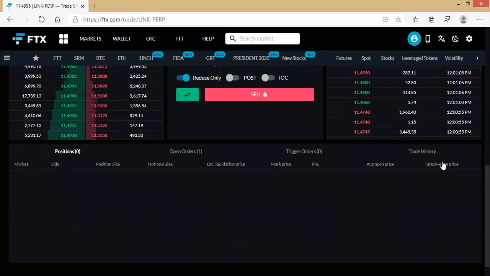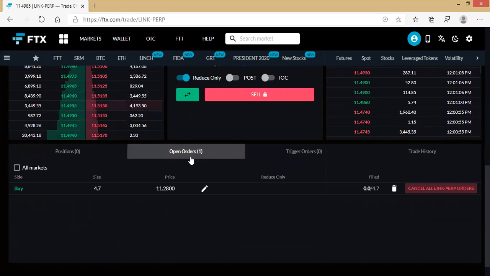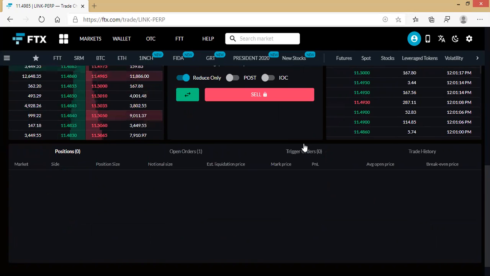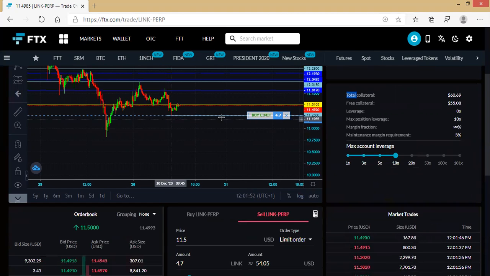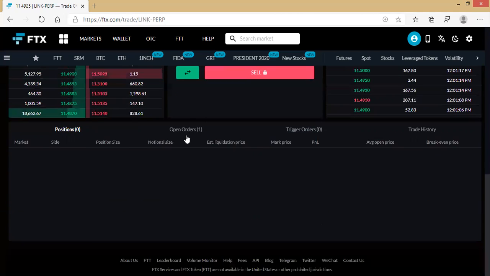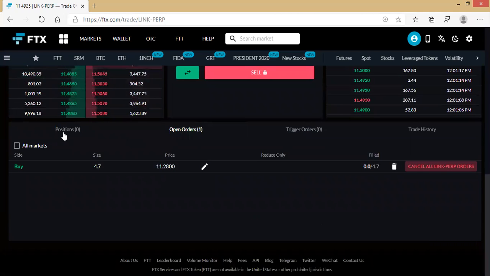Then we also have, which open order is this? Okay, this is the open order I have already. Now at this point, let's go to this position. Means if I'm already on the trade, this is where I'll be seeing the position. Open order is exactly this order that has not been executed. This my buy at 11.28, it hasn't been executed, that's why it's still on open order.